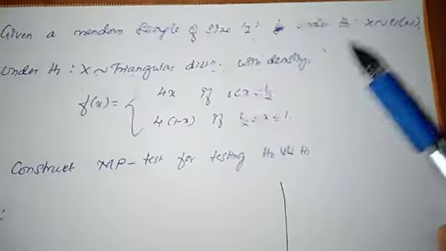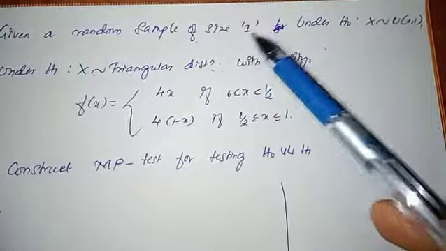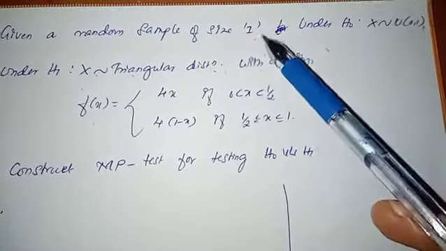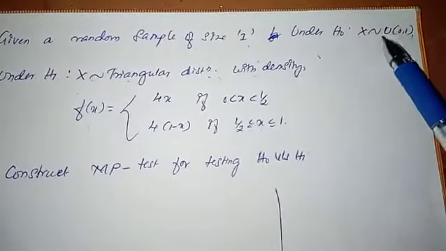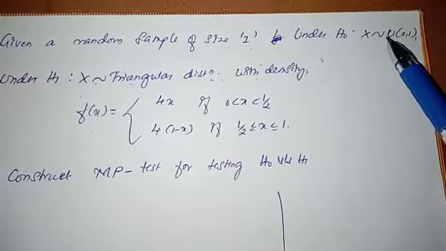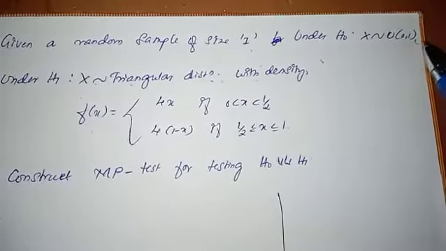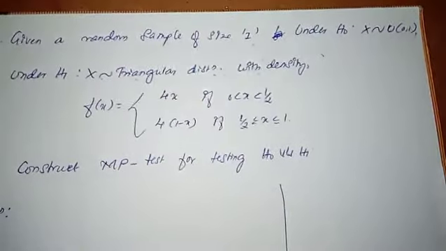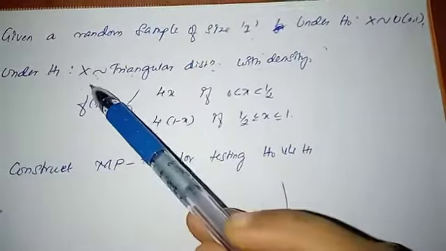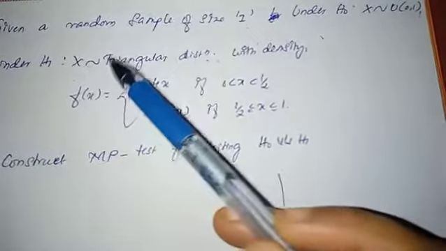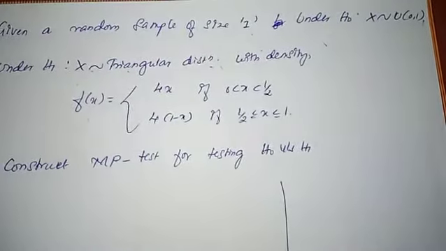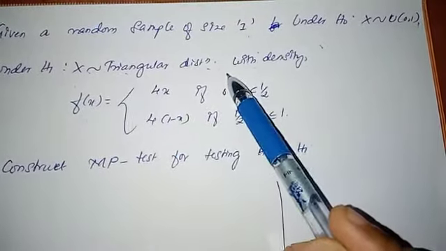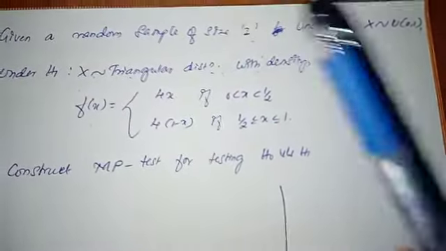Here the sample size is 1, right? Then the sample random variable under H0 follows a uniform(0, 1) distribution, and under H1 that sample random variable follows a triangular distribution with this density. Okay, what is a triangular distribution?